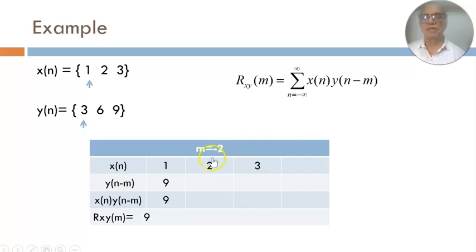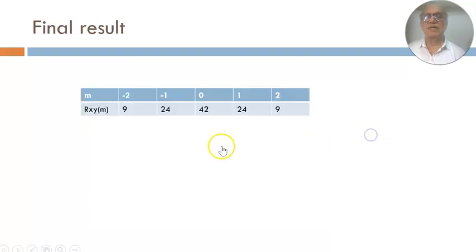Then you again do it, advance it further. So these two are aligned and you get 9. So the final result is this: minus 2, minus 1, 0. Remember, these are delays. The correlation is a function of delay, function of m. Okay. And you find that all the correlated values are positive.